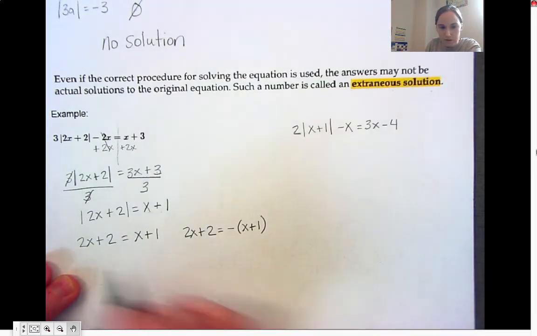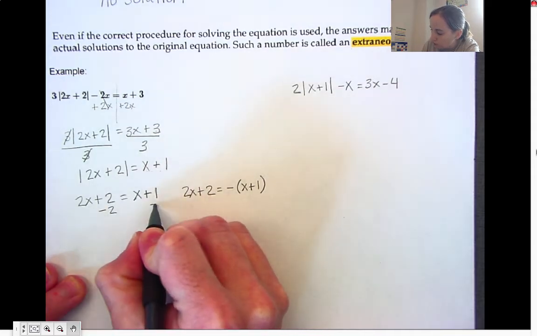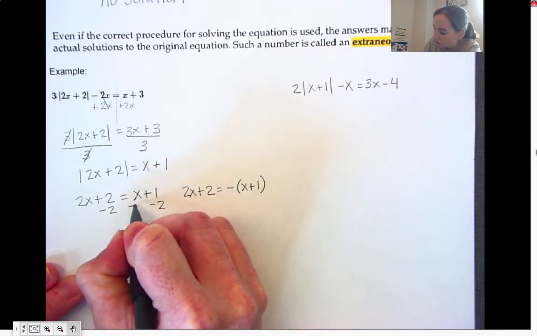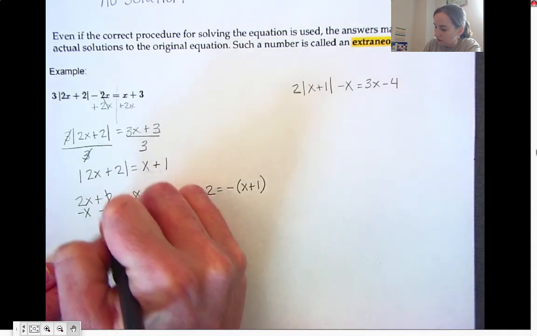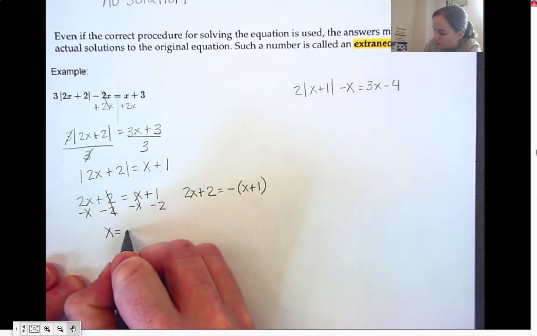Now let's solve each of these equations. I'm going to move the 2 over, get all my like terms together. I want my variables on one side and my constants on the other side. And so I'll have x equals -1.